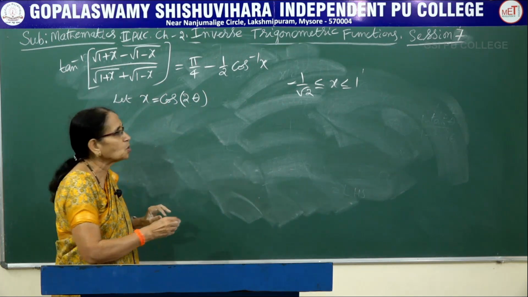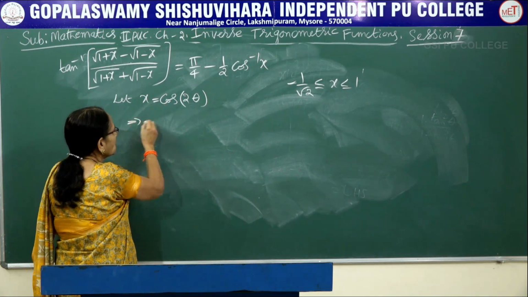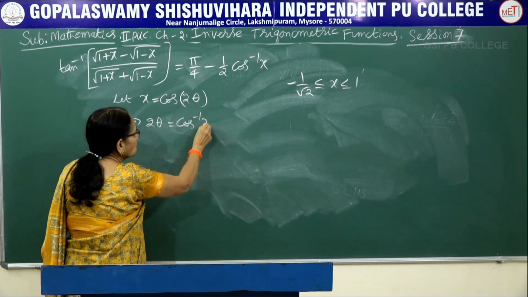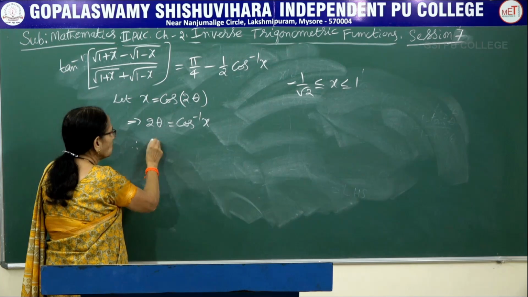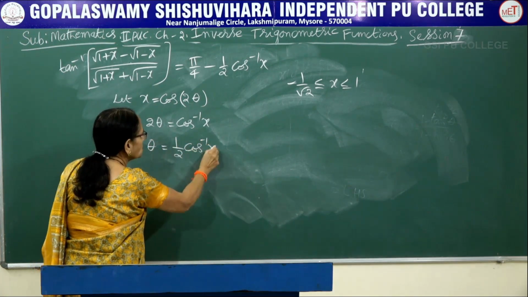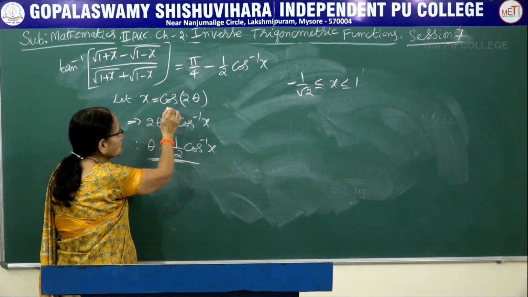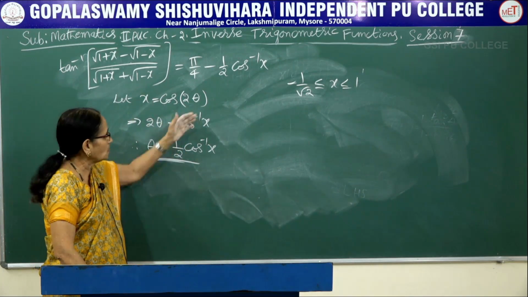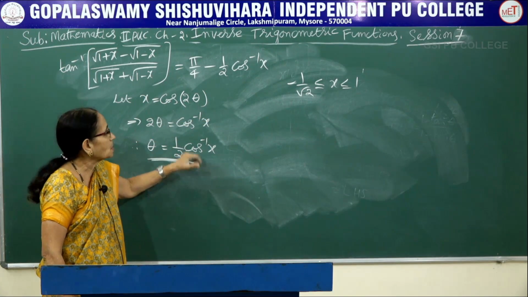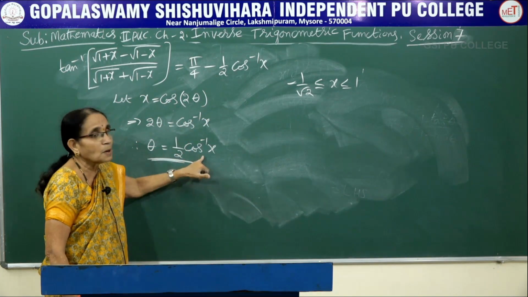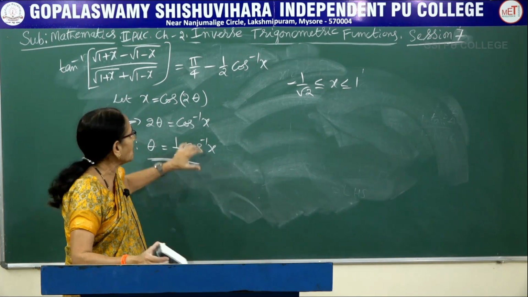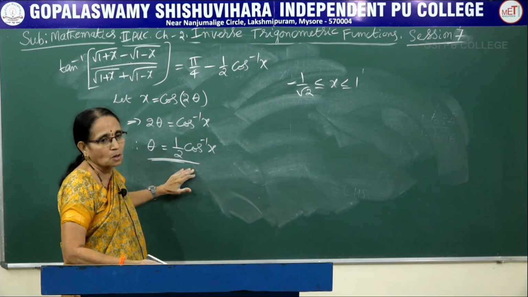Let x be equal to cos of 2 theta. What does it imply? 2 theta is equal to cos inverse x. Therefore, theta would be half of cos inverse of x. As soon as you make an assumption, write whatever you have assumed in terms of the given variable, because finally you have to replace it by the given variable only. So this habit you better develop. As soon as you make an assumption, write that also.